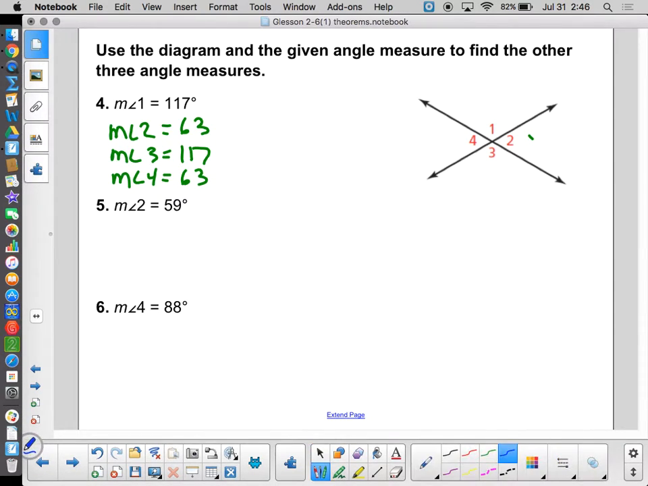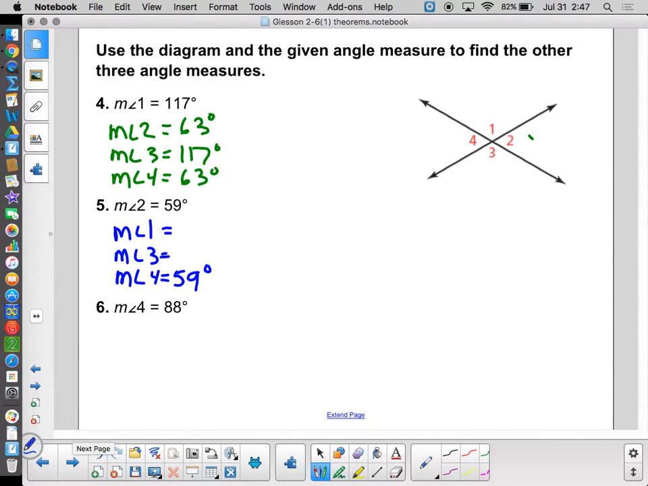Let's reset. Here's m∠2. This time we need ∠1, ∠3, and m∠4. Angle 2 is going to be the same as angle 4, so that's 59°. I should get my degree symbol in there because we're doing angle measures. This is going to add to 180, so that would be 121° for the other two angles. And I think you get the idea pretty quickly.